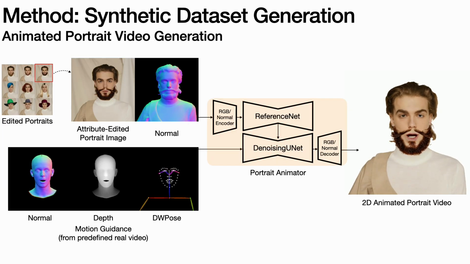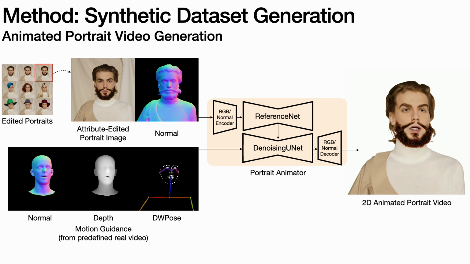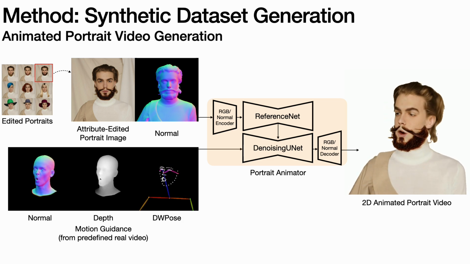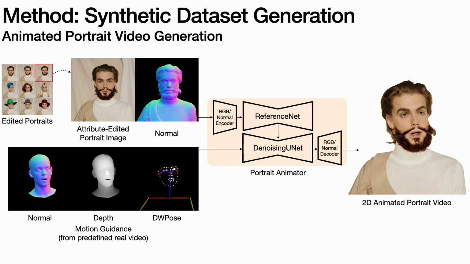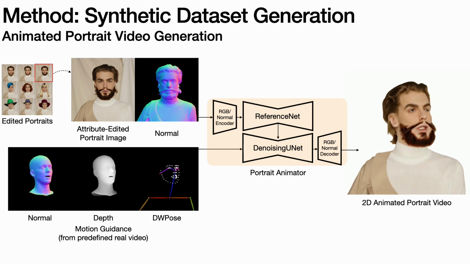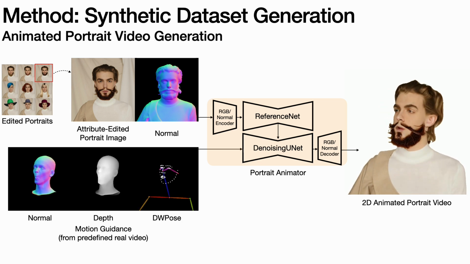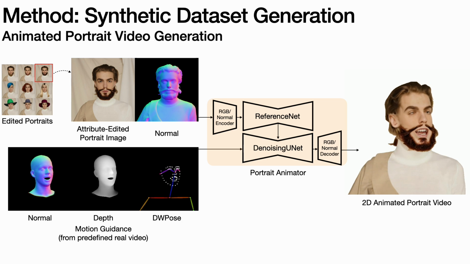Next, we create 2D animated portrait videos using the generated edited portraits using our Portrait Champ. Portrait Champ takes a reference image with normal and animates it using a motion sequence consisting of predefined normal rendering, depth rendering, and 2D key points of head. With these inputs, Portrait Champ generates a 2D animated portrait video.